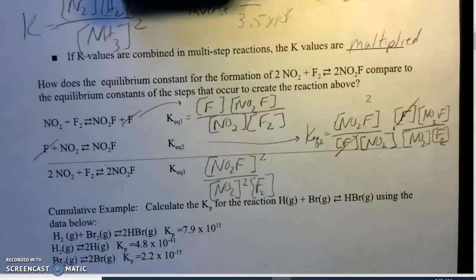Okay, next set has KPs. So we want the reaction of H plus Br yields HBr. Again, if I look at this mechanism here, I need to cancel my H2s.